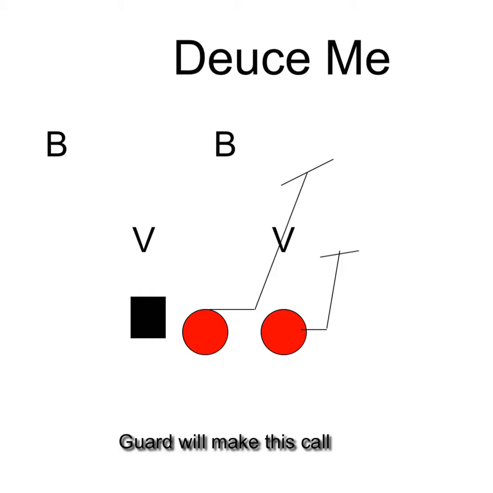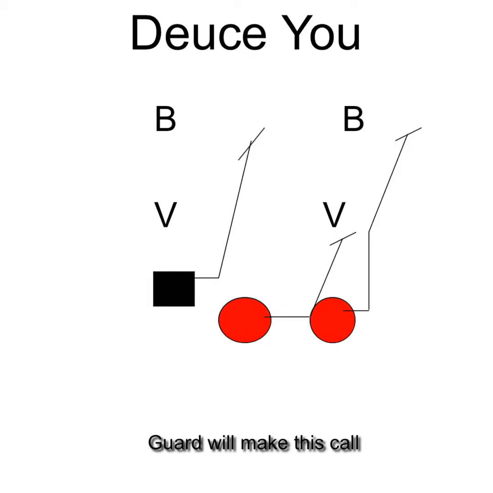Here you can see we have the deuce, so you get the guard and the tackle combination. So the guard says deuce me, so that tells the tackle we're going to double team that head up defensive end to the backer, and the guard would come off. Next is a deuce u, so this would tell the tackle that we're going to double team that defensive end, and that the tackle will be coming off to that outside backer.